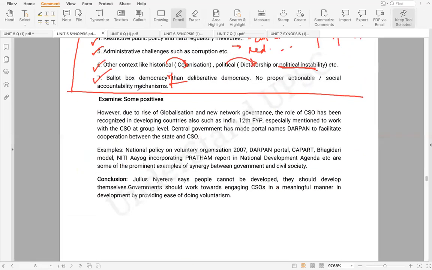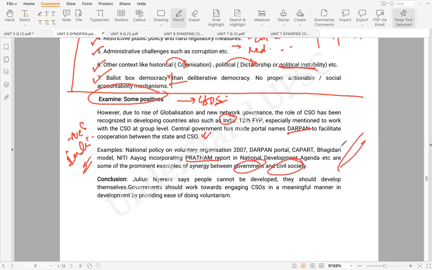You can try to still talk about some positives of civil society organizations in developing countries. Due to the rise of globalization and new networking governance, the role of CSOs has been recognized in developing countries such as India. Try to talk about positives in the case of India, right? The 12th Five-Year Plan specially mentioned working with CSOs at group level. The central government has made portals like Darpan to facilitate cooperation between the state and CSOs. For example, the National Policy on Voluntary Sector 2007, Darpan portal, Bhagidari model, Niti Aayog incorporating the Pratham report in the national development agenda, etc. are some prominent examples of synergy between government and civil society. Just learn 1 to 2 examples and replicate them in your answer.